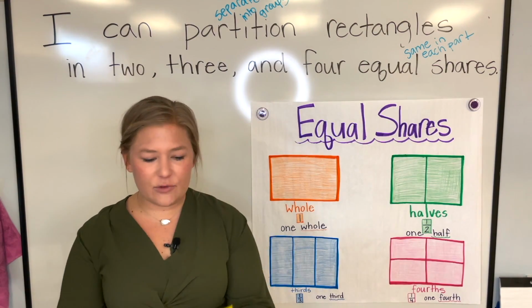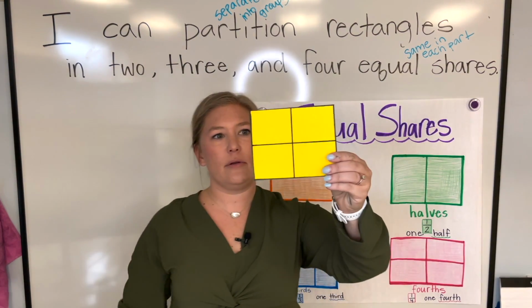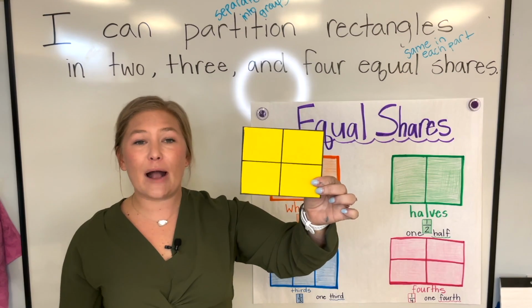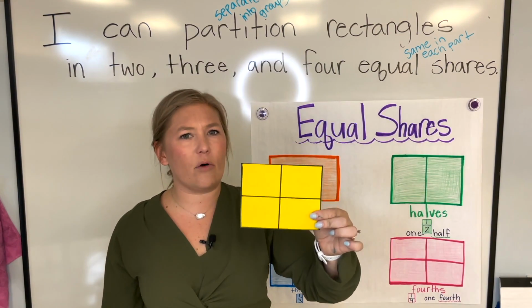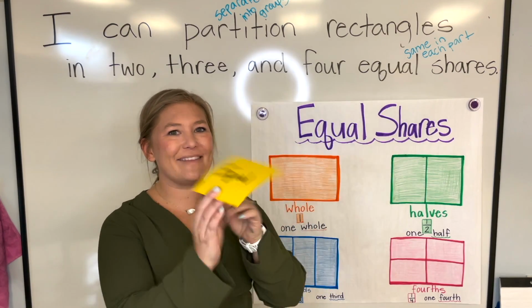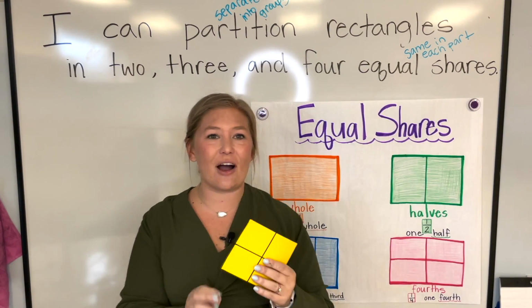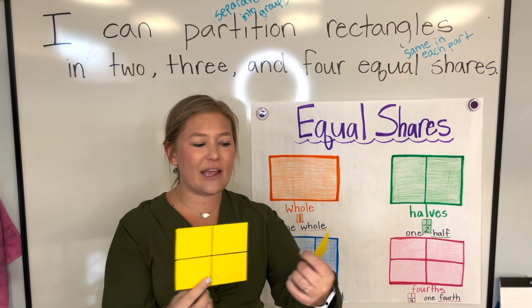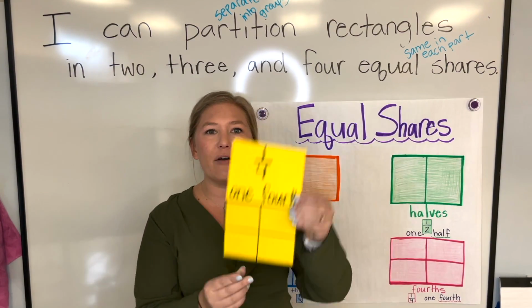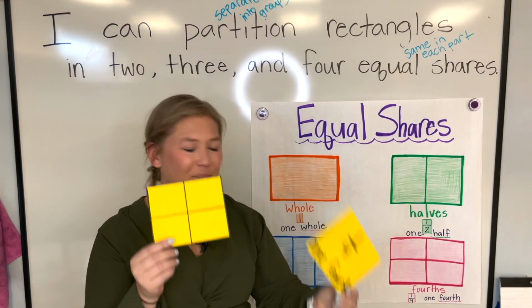And then our last one. I had it upside down. What do we see here? How many parts do you see? Are they equal or not equal? You're right. They're equal. Nice job. Again, if I asked you to color one part of this rectangle, you'd be coloring 1/4 of the rectangle.